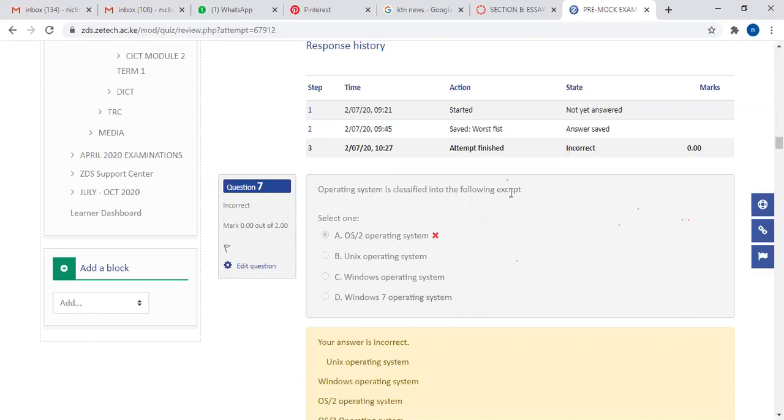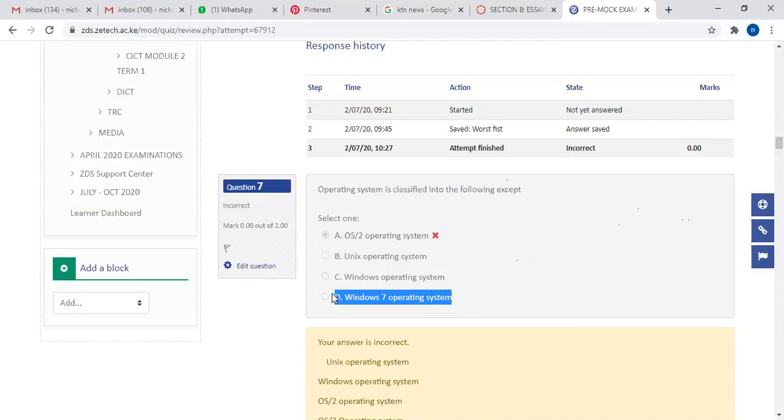And examples of operating systems depend on the classification. When you look at Windows, examples of operating systems are Windows 7, Windows 10, Windows 8, Windows XP, and many others that we have, because we are talking about the current ones. So for this one, the answer was Windows 7, because Windows 7 is an example of an operating system.